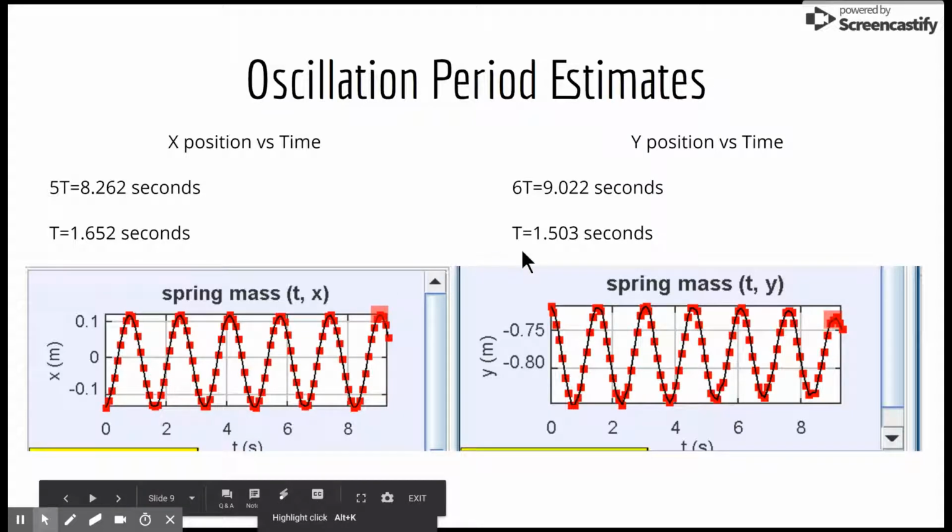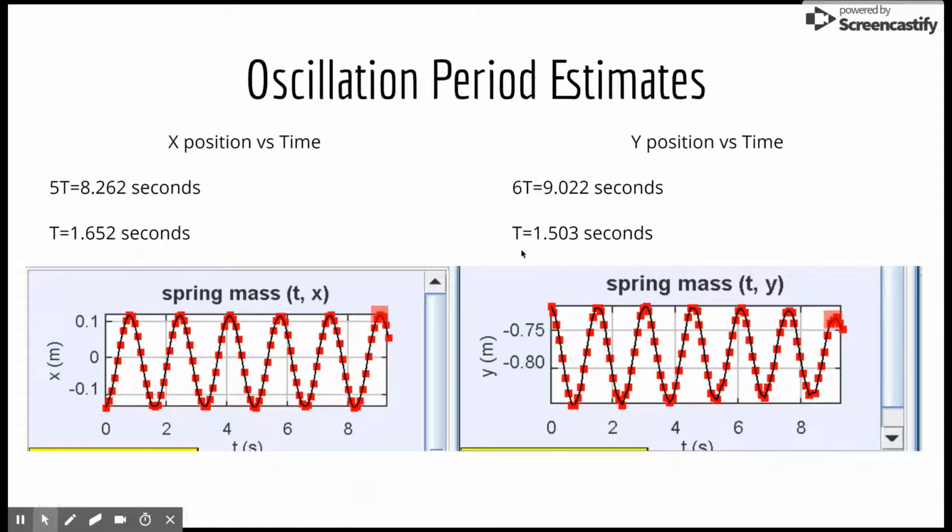The reason why these two periods differ is because in looking at the mass's motion as a whole, there are two components at play. The X motion moves more like an oscillating pendulum, whereas the Y motion moves more like a spring oscillating up and down. Therefore, since the two components follow different oscillating patterns, they will tend to have a different period length as a whole.